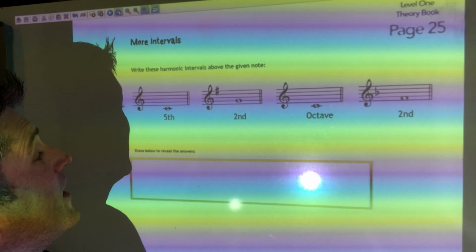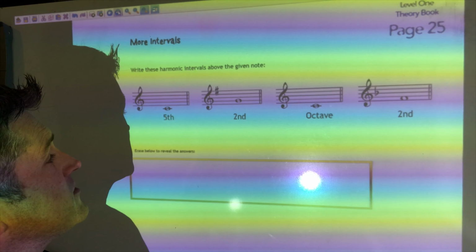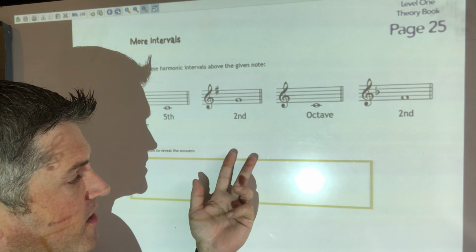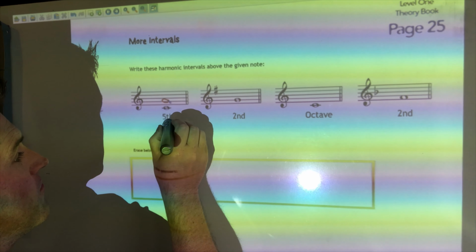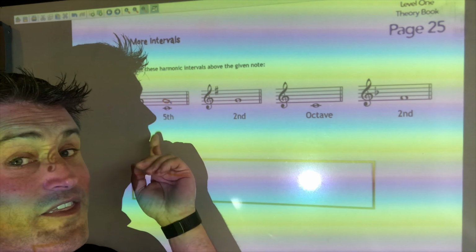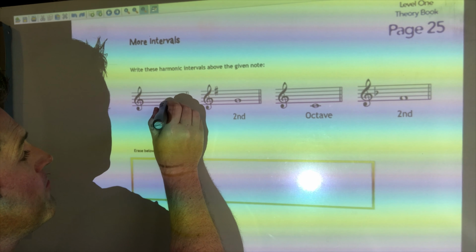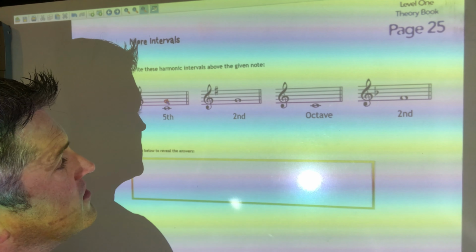Okay, more intervals. Let's see if we can drop these ones into place here. So a fifth above that C: C, D, E, F, G. There we go, that should be on the line there too. So within that there, boom, we've got the second there above this one here.